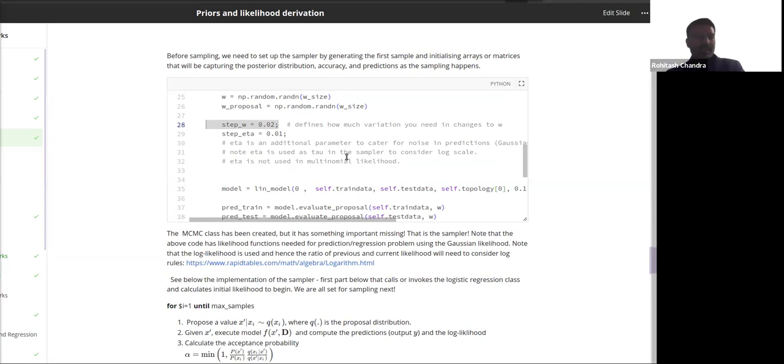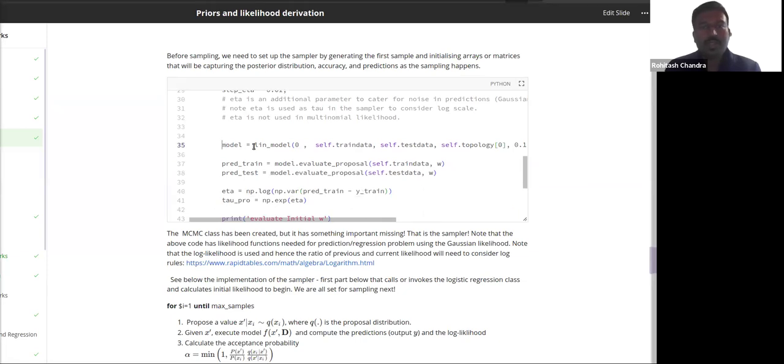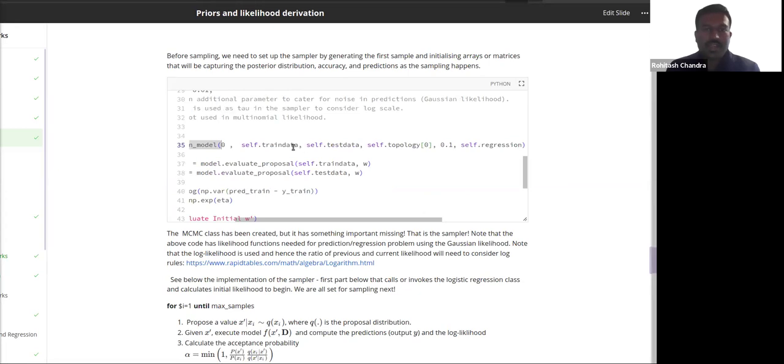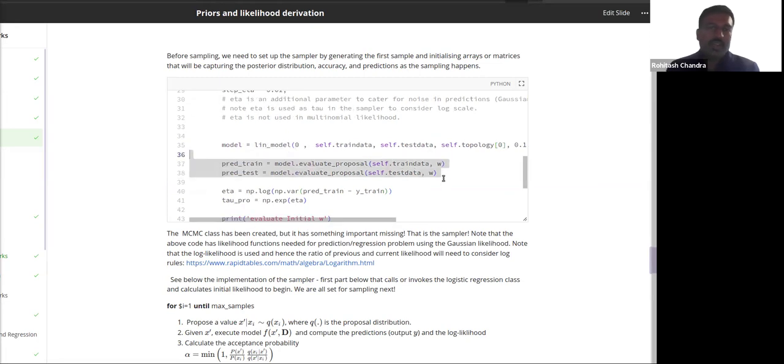So we have talked about defining the prior distribution, the likelihood, and we also need to define a proposal distribution. In this case, our proposal distribution is a random walk proposal distribution based on the normal distribution. So we initialize the linear model here now, and the linear model is essentially taking the training data, the test data, the topology, and we are saying it's a regression type of model because we're doing some predictions. And whatever weights we randomly assigned, we are first finding what the prediction is on the train data set and test data set. So what the evaluate proposal will do is return the RMSE values on the train and the test data set, I guess.